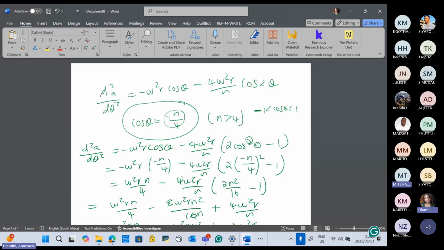If we choose n greater than 4, what happens? It doesn't allow us, ma'am. Why? Because of this range over here. That cost has to be between -1 and 1. Yes, ma'am. Now, if we choose n less than 4, what happens?